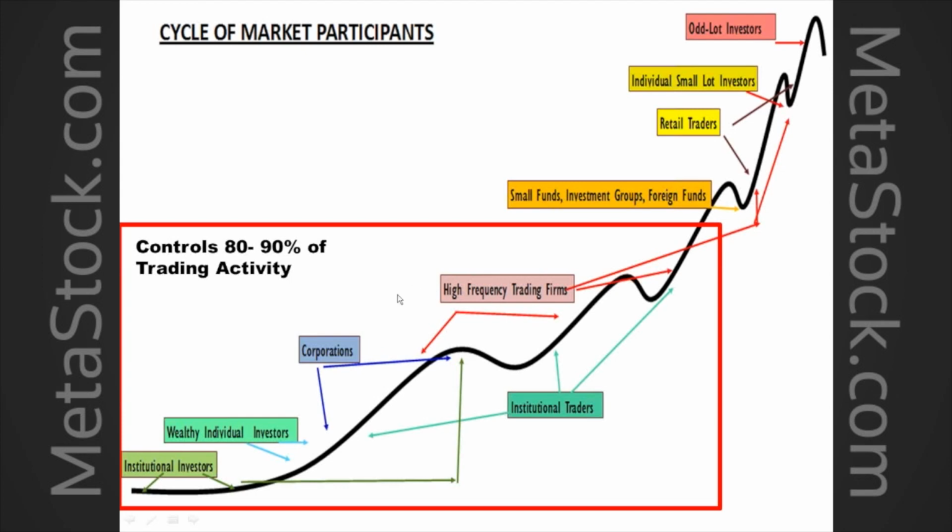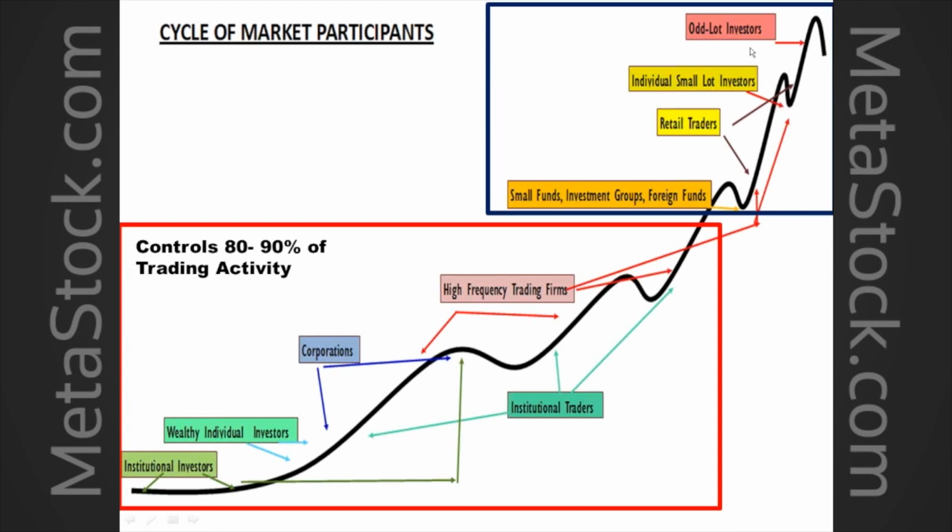They're not all active all at the same time. That changes the market's conditions. The smaller fund groups, small funds, retail traders, you way up here, and individual small lots and odd lots constitute 10 to 20% of the market, and you control the end until the institutional investors start selling out.